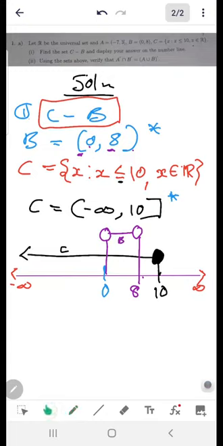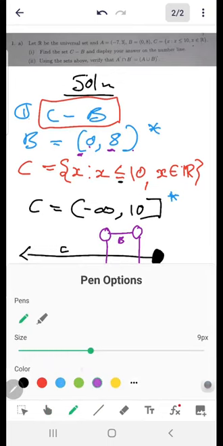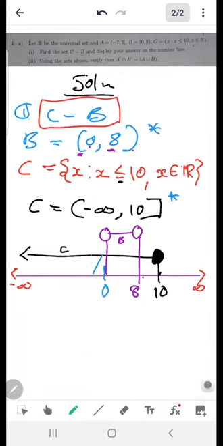The question is saying find C minus B. Find C minus B. Okay, so to find C minus B, we are just saying from this set C, remove what? B. So you find that our answer is this part. Our answer is this part, okay, and also that part.